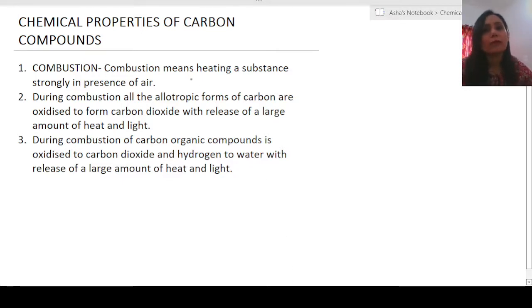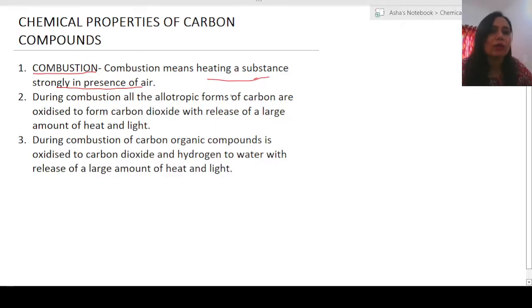Now, the chemical properties of carbon. The first chemical property is combustion. Combustion means heating a substance strongly in presence of air. That is, whenever we are burning anything, that is simply a process of combustion.